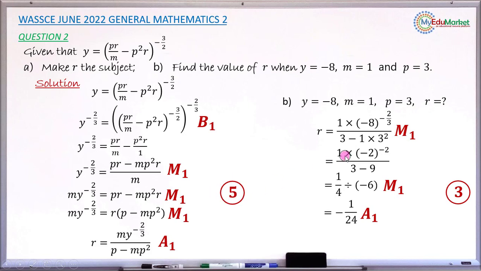Moving to question B, substituting y, M, and P in the formula for R, you have a method 1 mark. When you simplify this in an attempt to find the value of R, you have another method 1 mark. And when R is obtained as exactly minus 1 over 24, you have an accuracy 1 mark. So in total, question 2B has 3 marks.